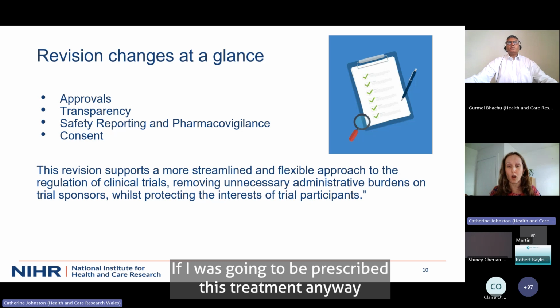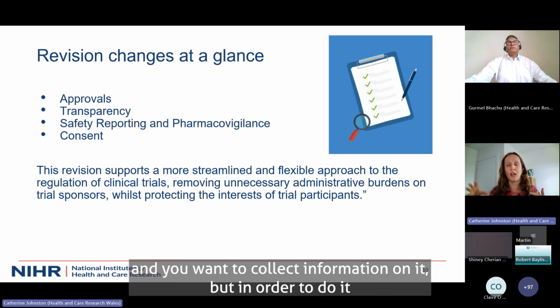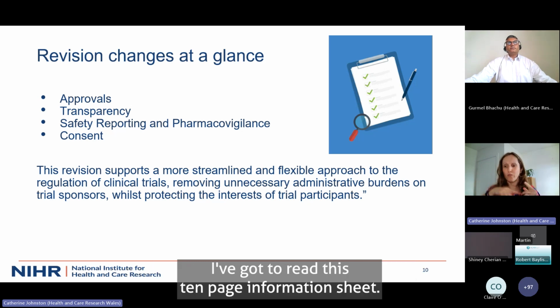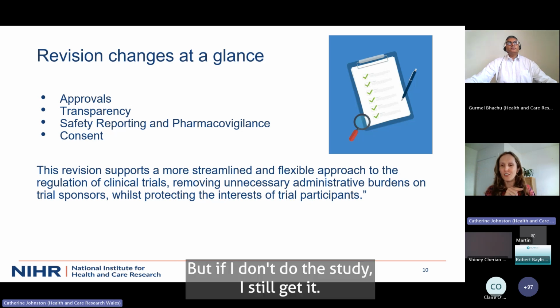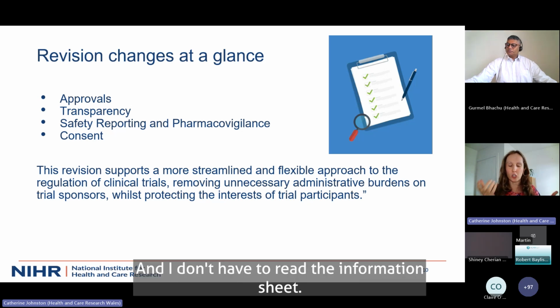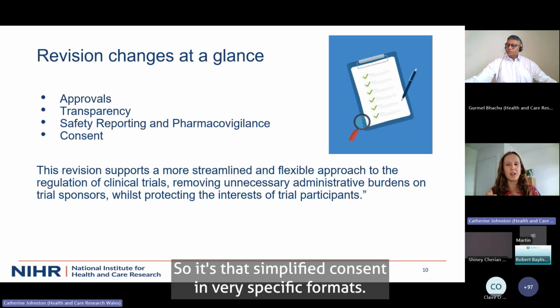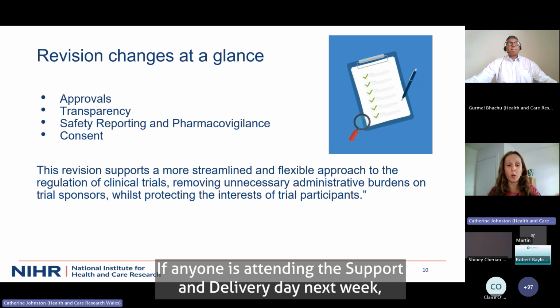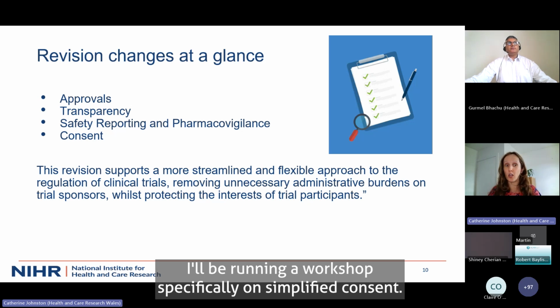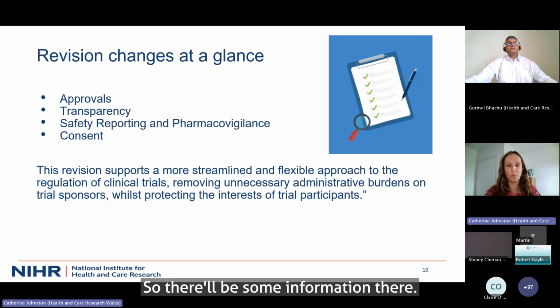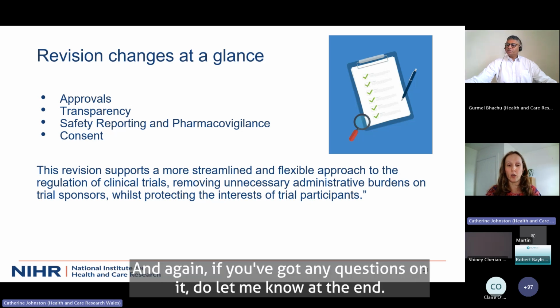If I was going to be prescribed this treatment anyway and you want to collect information on it, but in order to do it I've got to read this 10-page information sheet, but if I don't do the study I still get it and I don't have to read the information sheet. So it's that simplified consent in very specific formats. If anyone is attending the support and delivery day next week, I'll be running a workshop specifically on simplified consent. So there'll be some information there. And again, if you've got any questions on it, do let me know at the end.